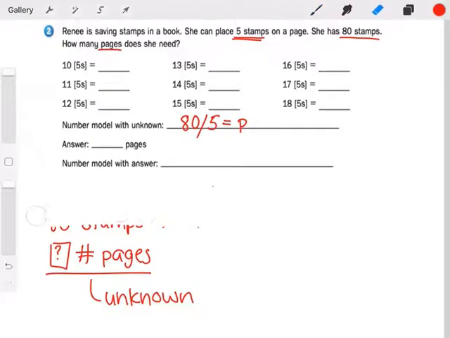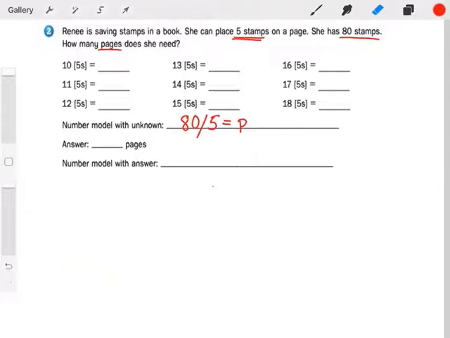So we're going to do the exact same thing that we did with the pencils. We're going to find this out using the strategy of multiples. So we're going to think to ourselves, 5 times 10 is 50. 5 times 11 is 55. 5 times 12 is 60. 13 times 5 is 65. 14 times 5 is 70. 15 times 5 is 75. 16 times 5 is 80, 85, and 90.